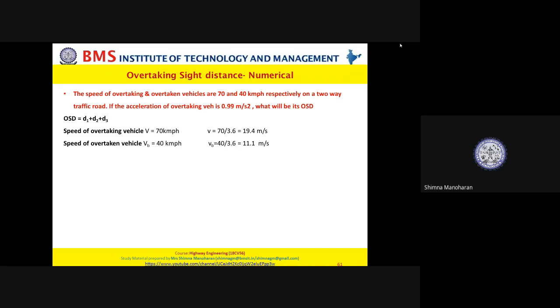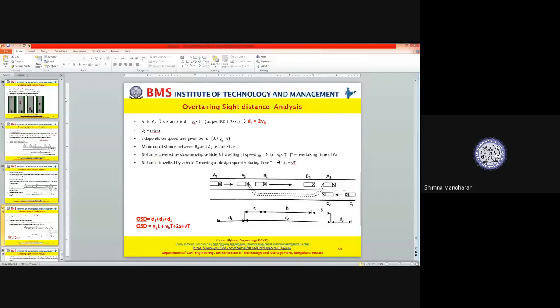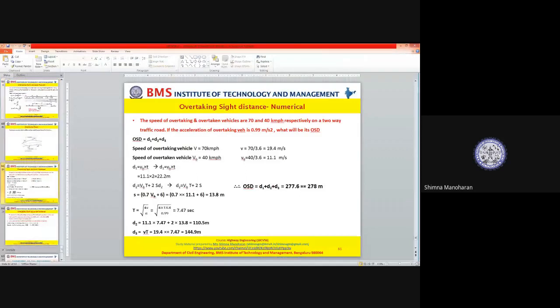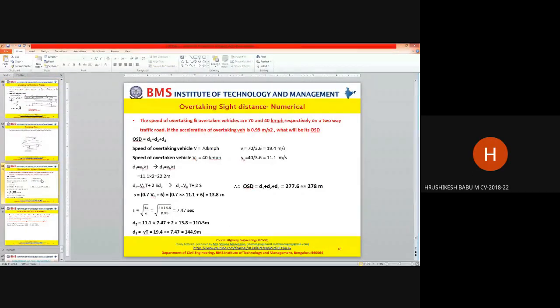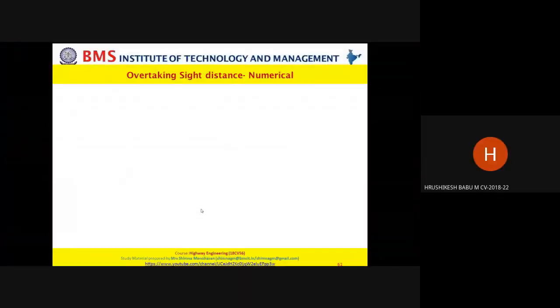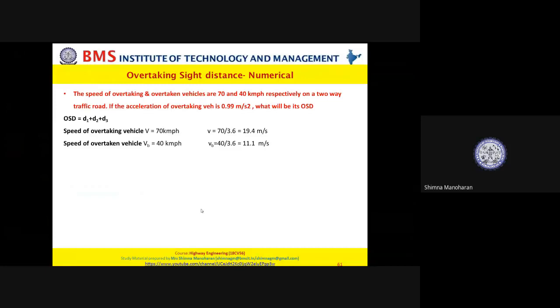Okay, so Rishikesh, how will you compute OSD? You have D1 plus D2 plus D3, right? Where D1 is VB into T.